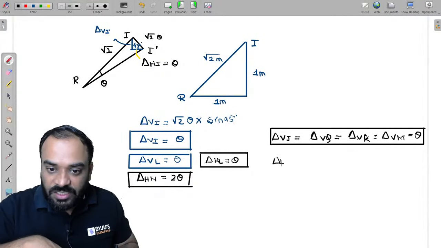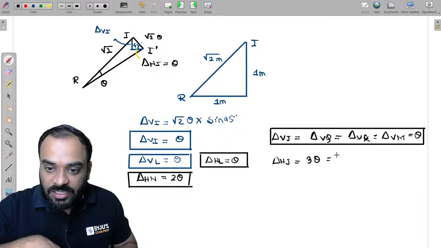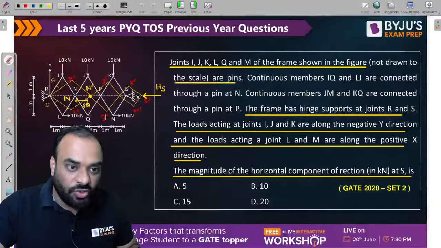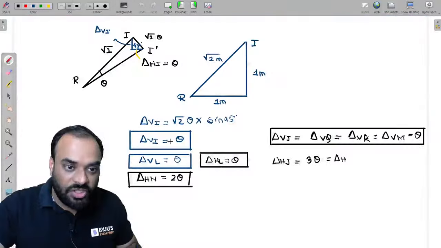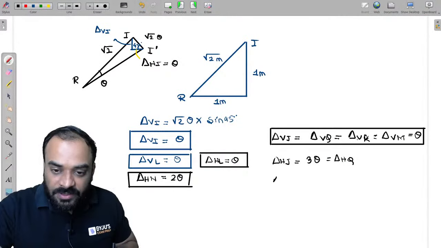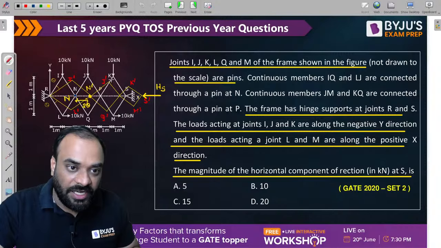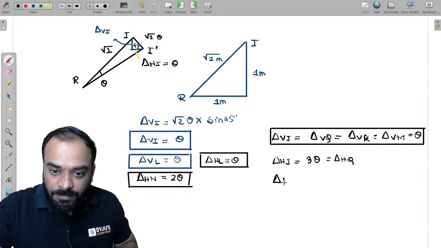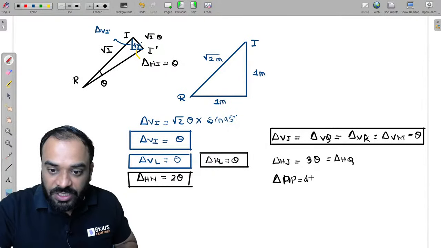Delta in horizontal direction will be 3 theta, and delta horizontal direction displacement of joint Q is also 3 theta, right? Then delta, this is 3 theta, right? For K, it will be 4 theta. Oh, sorry, for P, it will be 4 theta. So delta HP is 4 theta.